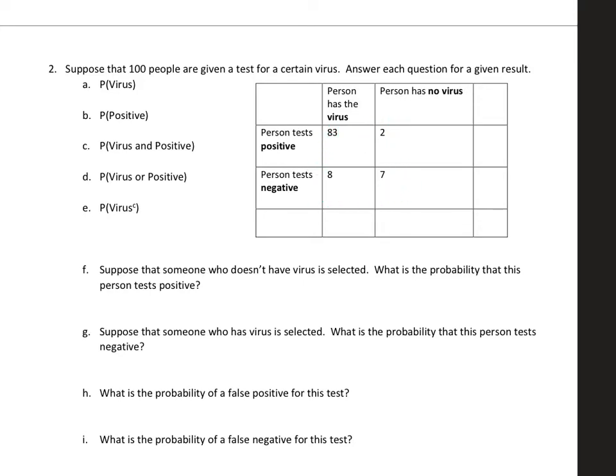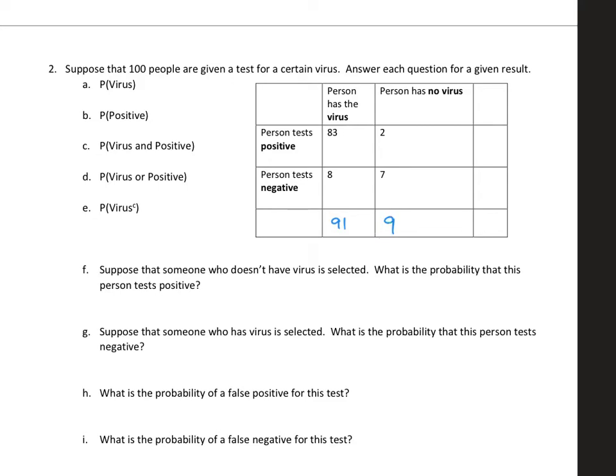So before I get started, just to organize it a little better, I'm going to look at people who have the virus. So there's 83 plus 8, so that'll be 91. There are a total of 91 people who had the virus. And then there are 9 people total who do not have the virus. Maybe these are all patients with symptoms or whatever.